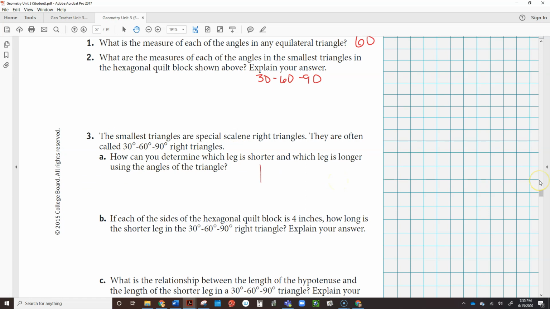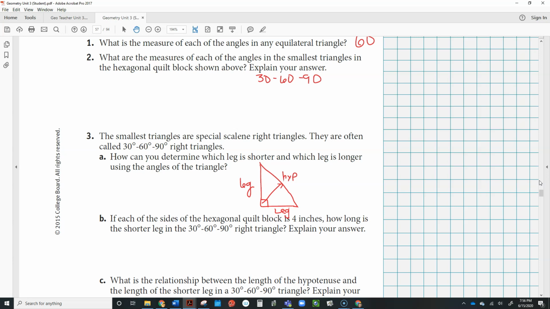Well, that's pretty easy. The hypotenuse will be opposite the 90-degree angle, and it's also the longest side of the triangle, but we don't call the hypotenuse a leg. Be very careful and get these vocabulary words straight. So this is a leg, this is a leg, this is never called a leg. It's either a hypotenuse or a side.